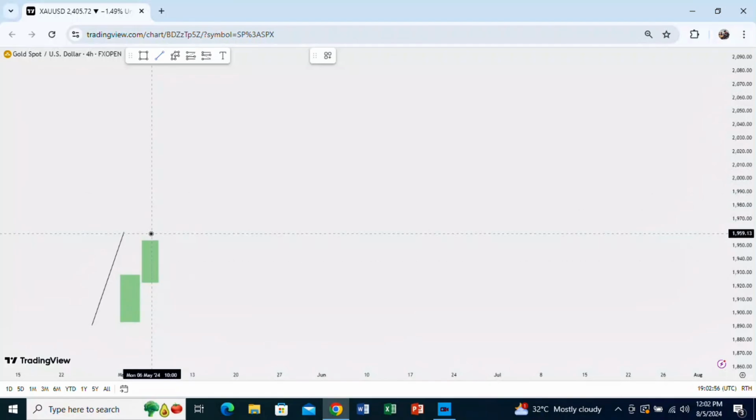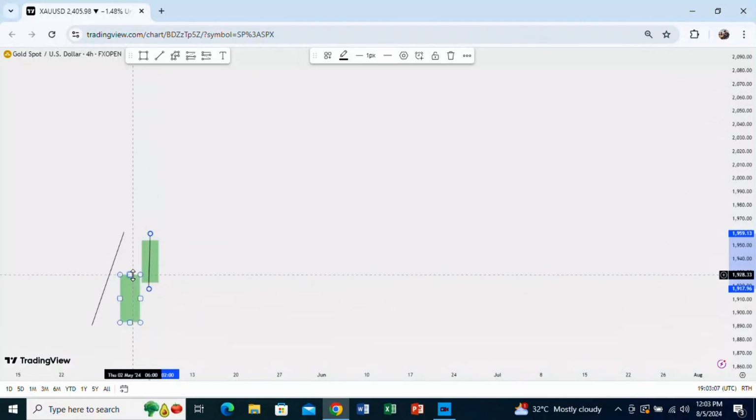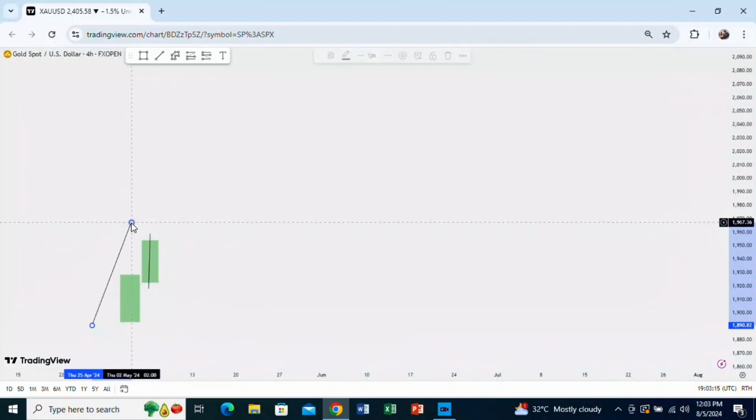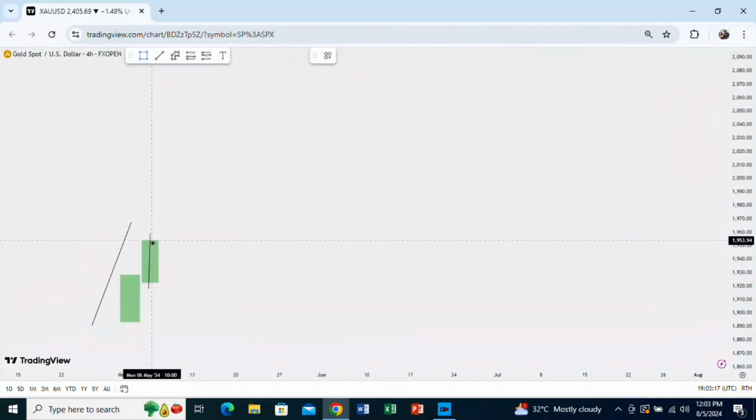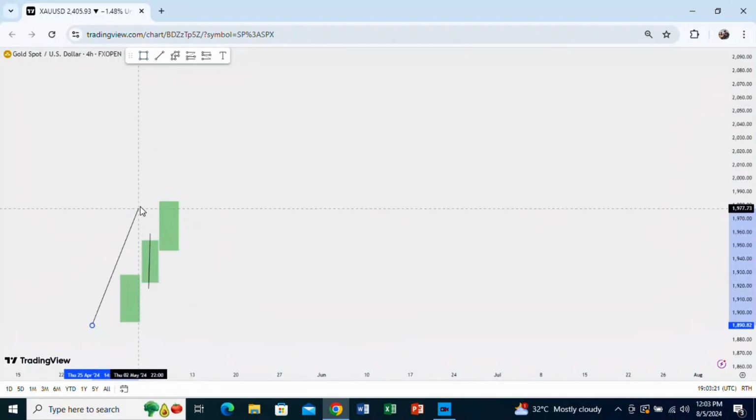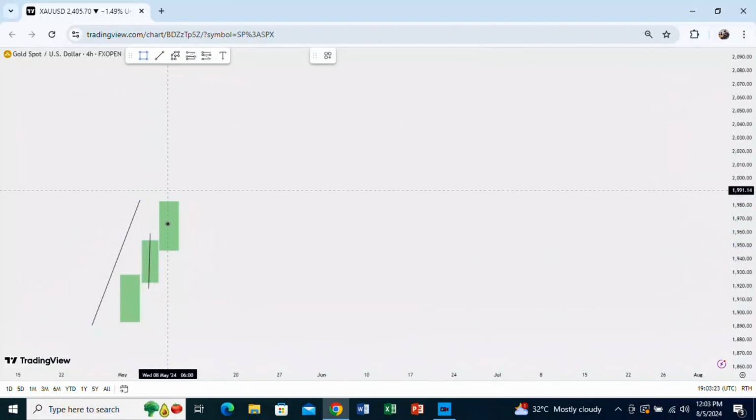I won't draw the wicks because it will take time. I will only draw the bodies, okay? And here you can see that this candle swept the high of the previous candle, but it didn't sweep the low of this candle. So that's why we extended it towards the upside. The price is only going up. Now, if I draw another candle, the price is still going up. So we will draw another line.